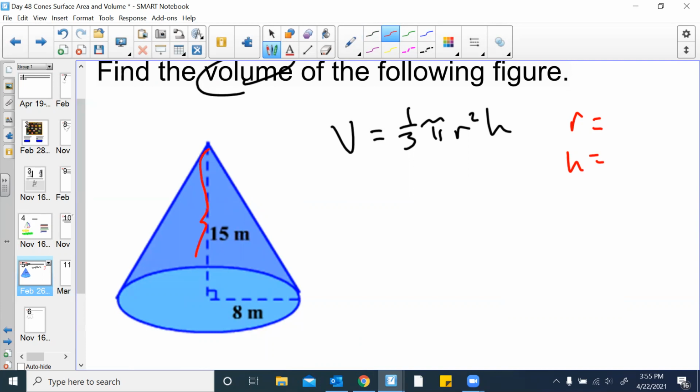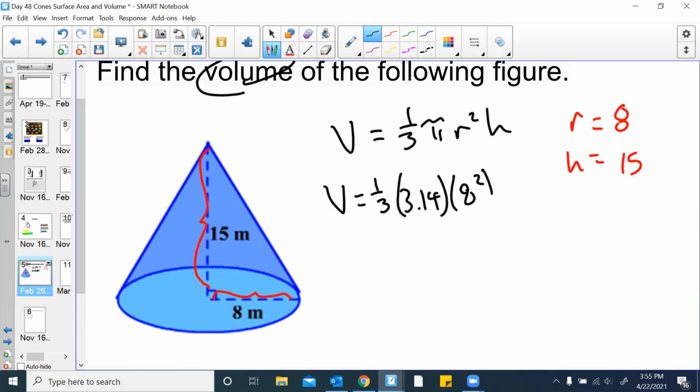We know that our h is the height on the inside, so that's 15. And remember, r is just half the circle. If you did the whole line across, that'd be the diameter, and that's not what we want. We want the r. Then we're just going to plug in 3.14 for pi. R squared will be 8 squared, and that's times 15.